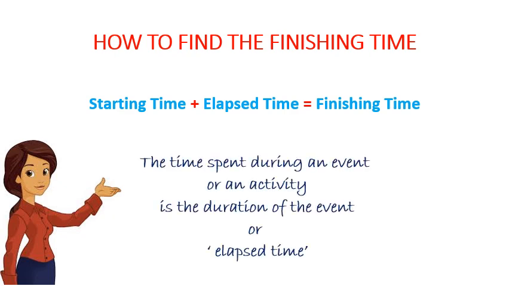Isn't it? So the time spent during an event or an activity is the duration of the event, or elapsed time. In the examination, you will sometimes get 3 hours for a paper. So elapsed time is 3 hours. 3 hours is the duration for writing the exam. And when you add the starting time and elapsed time, you will get the finishing time. Okay?